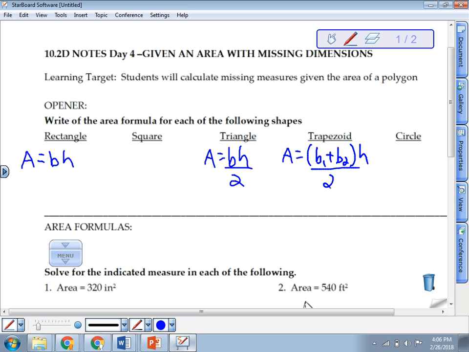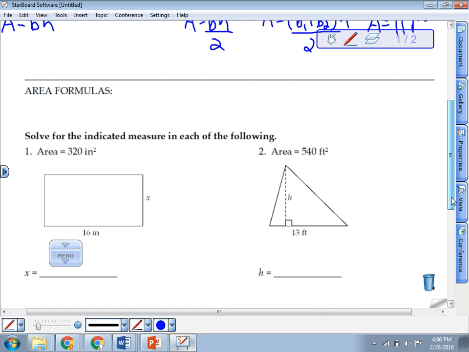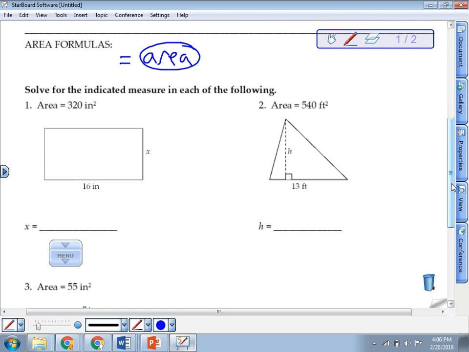height divided by 2. And then the circle, we haven't talked about this one yet, but area equals pi times the radius squared. So that's how we're going to find the area of a circle. So these problems, we're going to solve them just like we always do, but again, just set them equal to the area. But this time we know the value of the area, so we're going to find some missing length. So let's take a look at some examples, and that'll be it.